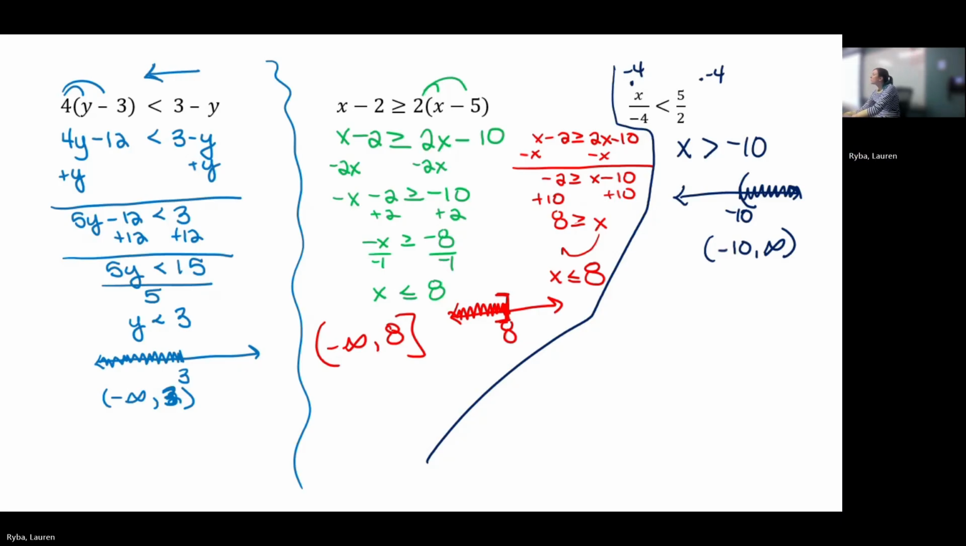Yeah. You still have to deal with the negative then. Yes.